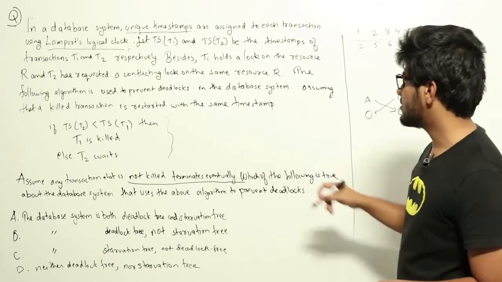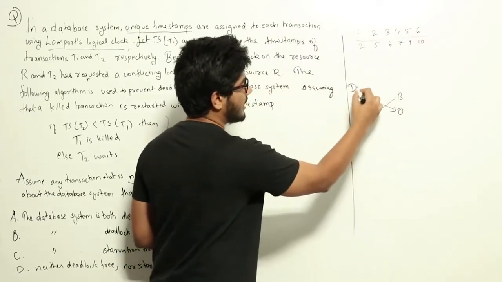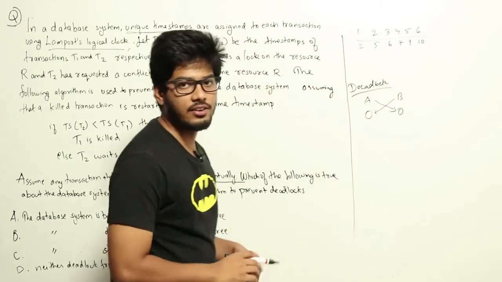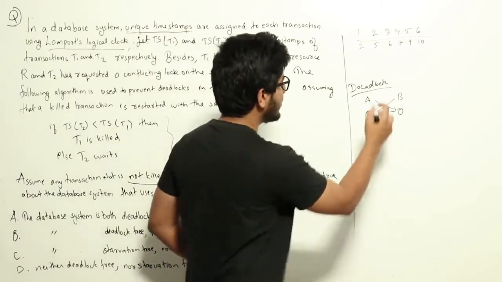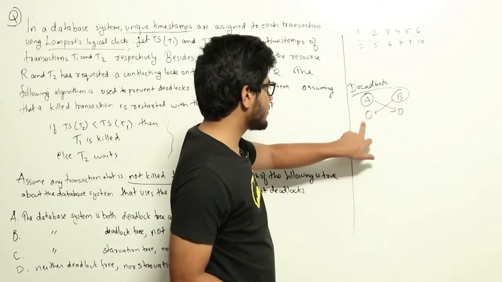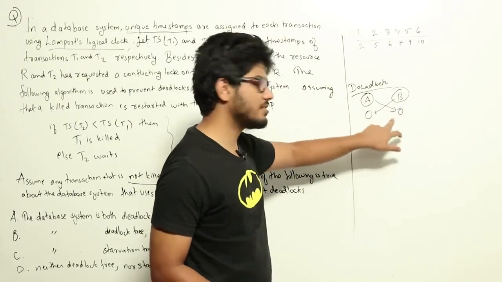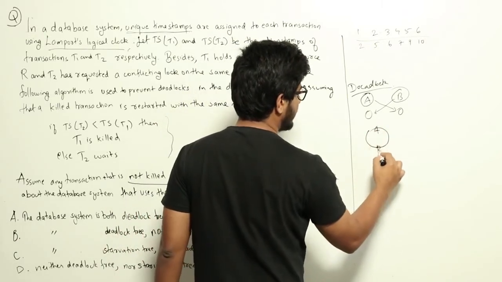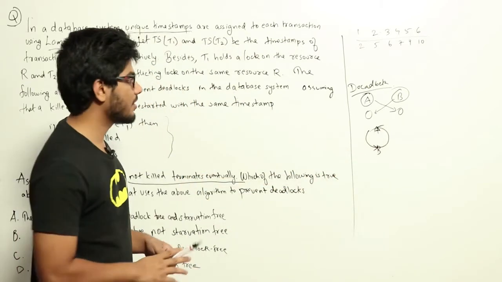So let us look here. This is the condition for deadlock. In the question they have asked us about deadlock and starvation. So when does deadlock happen? Suppose we consider two transactions A and B. A has this resource, B has this resource, and B wants this resource and A wants this resource. This is a circular wait. A and B are waiting for a resource held by each other. Now this is the case for deadlock, right?